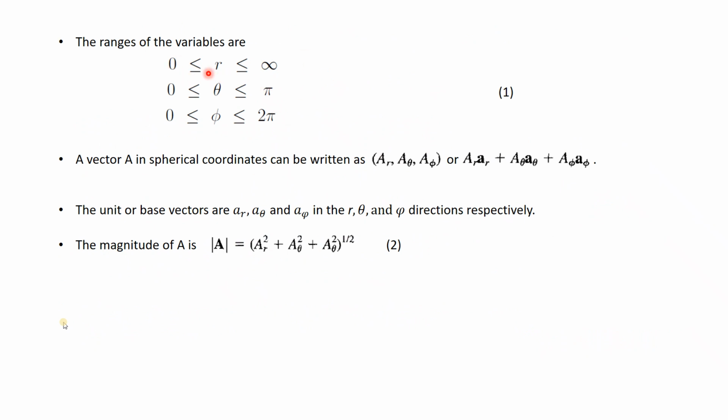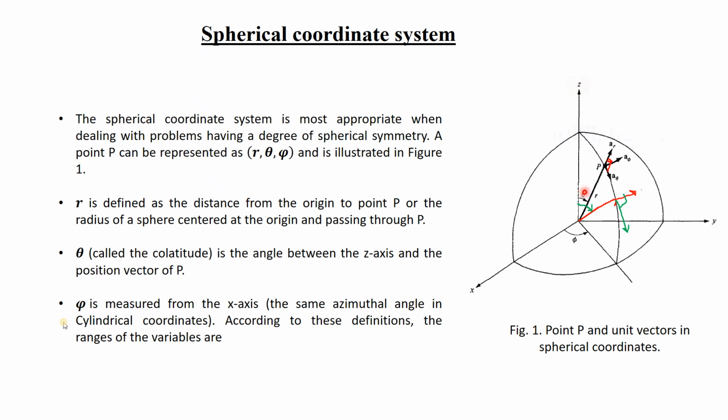Okay. Now coming to the range. r is the radius, so obviously it will be from 0 to infinity. Phi is from 0 to 2 pi. Theta is from 0 to pi. Okay, theta is considered to be 0 to pi, because the other way around it will be the same, 0 to pi.